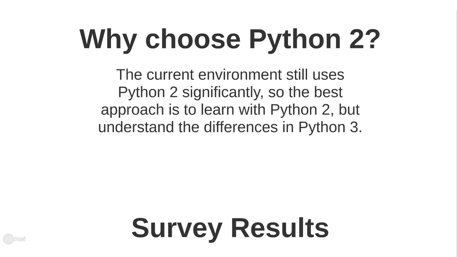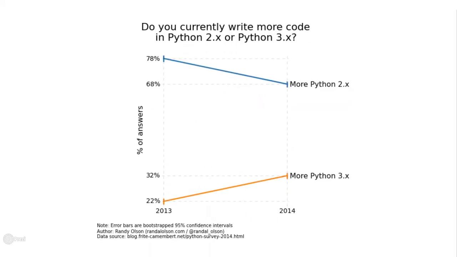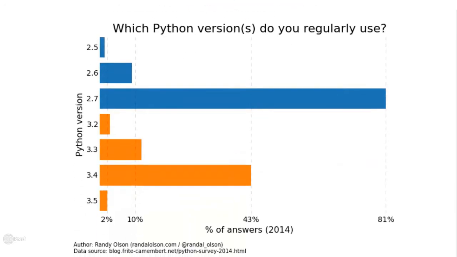I'm going to show you some survey results that back this up. So this survey was a survey of a large amount of programmers currently using Python. First question was, do you currently write more code in Python 2 or 3? The majority of the answers were still more Python 2 code at 68%. Now, the other question, and this is a significant one, is which Python versions do you regularly use? You'll notice 2.7 has 81%, almost double of 3.4 responders. So the majority of people are still using Python 2 more on a regular basis.